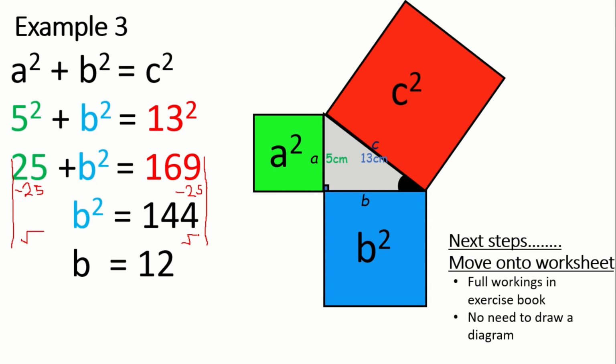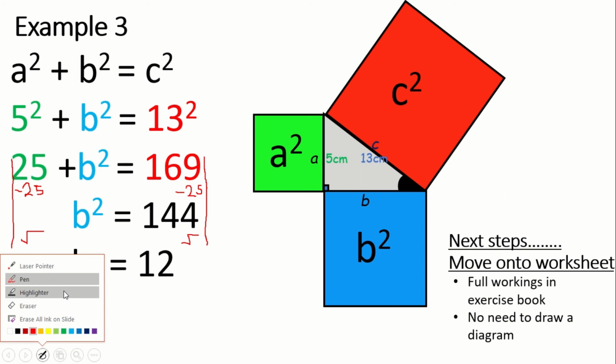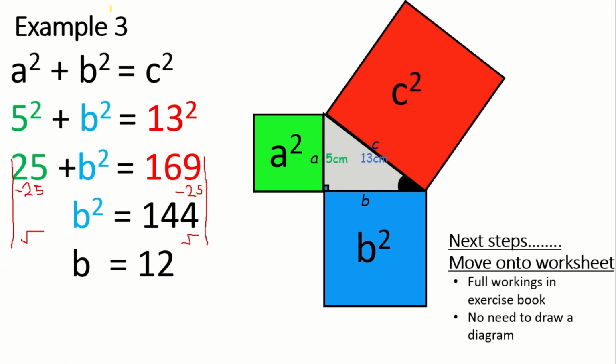So the next steps are moving on to the worksheet. Hopefully by now you would have had a worksheet handed out, one between two. You need to make sure you are showing full workings as we've done with example 3. You need to make sure you don't draw the diagram, and before you start the worksheet I want to make sure that you've got the whole of example 3 copied down in your books. Off you go.